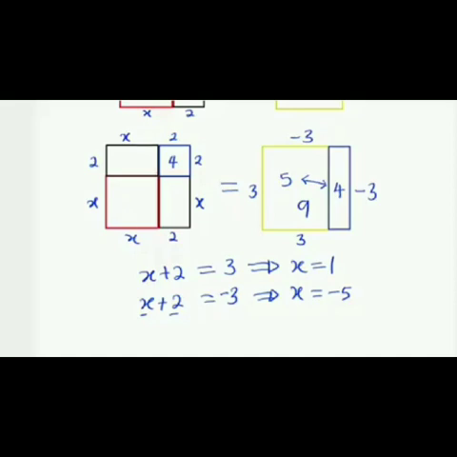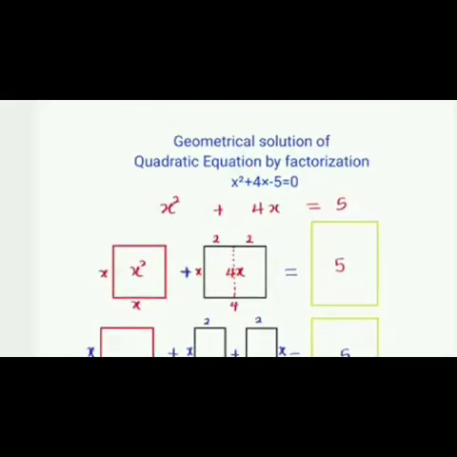So now we have realized 2 solutions. x could either be positive 1 or negative 5. This implies that 1 and negative 5 are the real solutions to this quadratic equation right here.